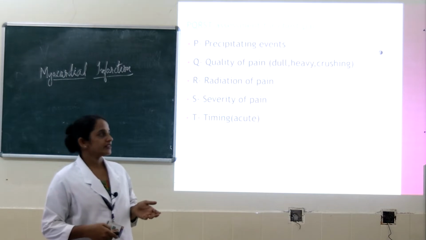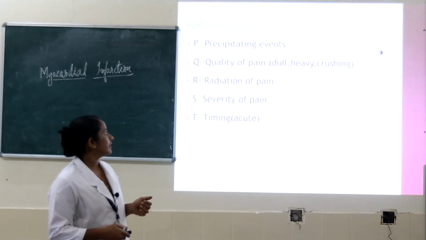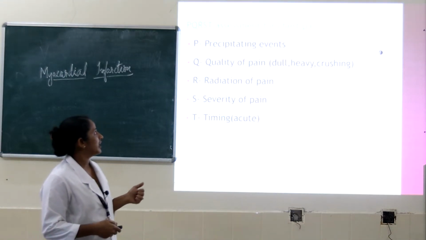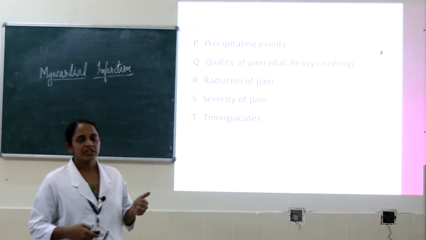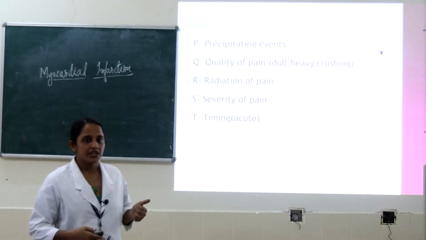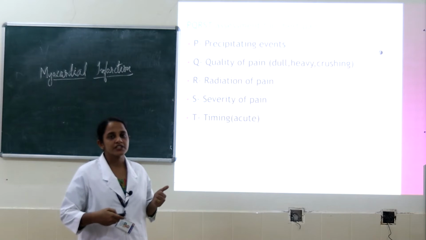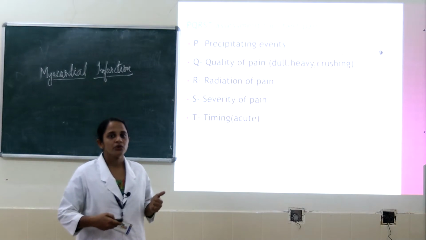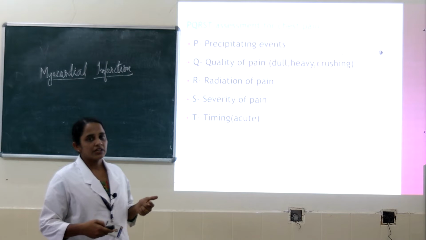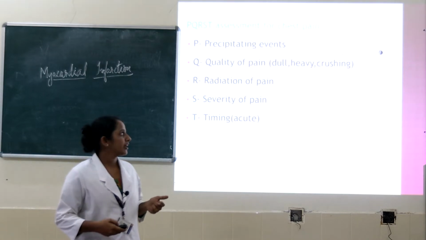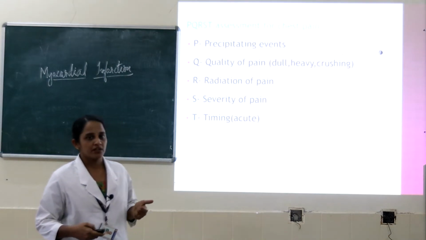Then the PQRST assessment of chest pain. The first one is P, which indicates precipitating events. In that we should assess the precipitating factors for the pain, whether the patient has any history of strenuous activity or stress. The next one is quality of the pain, whether the pain is dull, heavy or crushing.